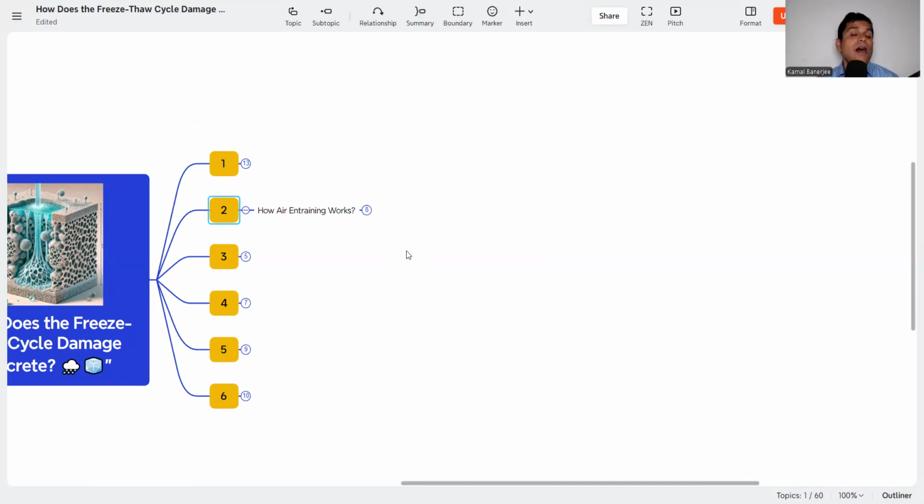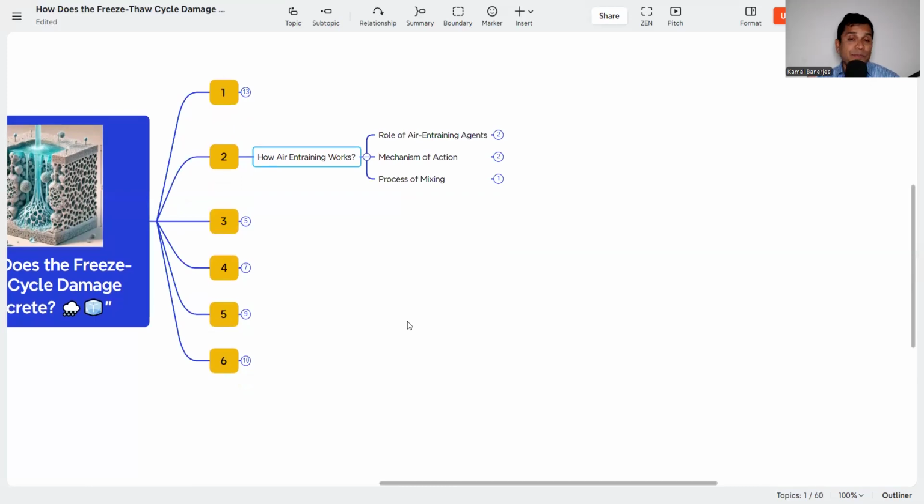Now here is how we can mitigate that. That is why the air entraining admixture is there. So we are introducing that air entraining admixture inside the concrete to mitigate the freeze-thaw cycle or arrest whatever stress is generating. How, what is the role or how can it work?